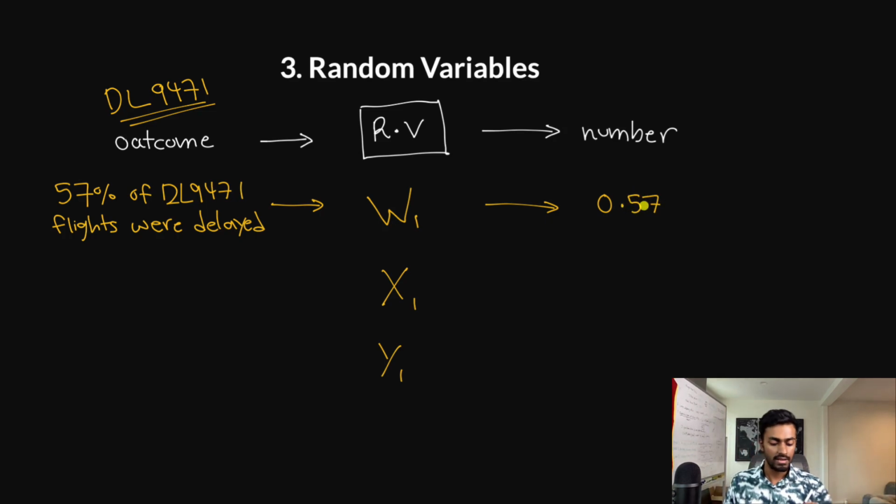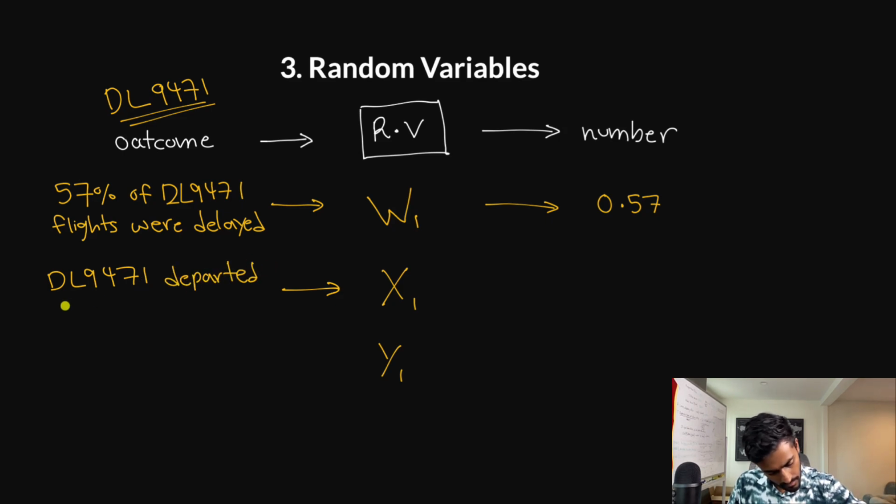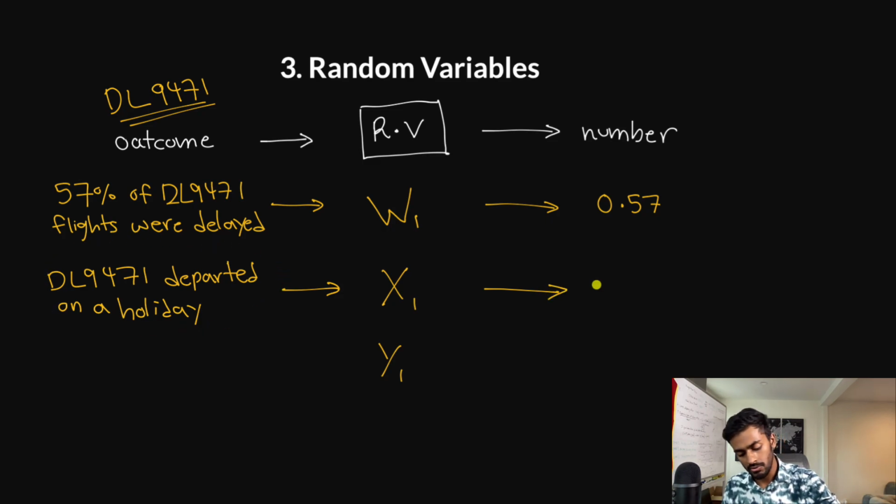So this would be mapped to the number 0.57. Now, similarly, we'll define another random variable X1, and this is going to represent whether that Delta flight departed on a holiday or not. So we know that that Delta flight departed on a Saturday, which is a holiday. And because it departed on a holiday, the random variable is going to encode this outcome into the number 1 for the affirmative yes.